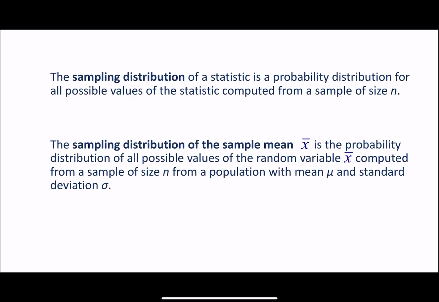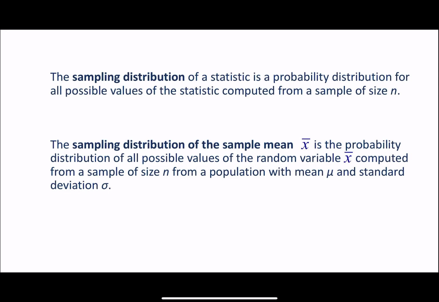Okay, so the sampling distribution of a statistic is a probability distribution for all possible values of the statistic computed from a sample size of n. So these, don't worry about memorizing these. This is just basically what they are. You'll get the gist of it as we go. Vocabulary is just kind of that. I give it to you and it's like, what does that mean? And then it kind of makes sense as we go.